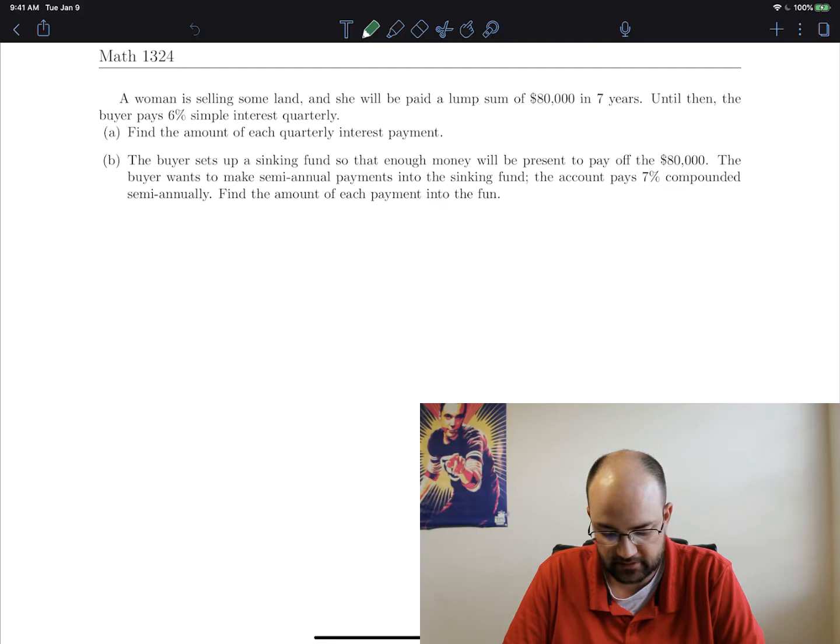And then B, the buyer sets up a sinking fund so that enough money will be present to pay off the $80,000 after that 7 years, and the buyer wants to make biannual payments into the sinking fund. The account pays 7% compounded semi-annually.